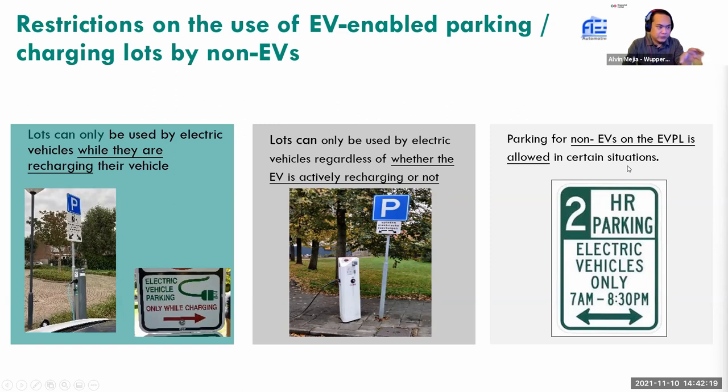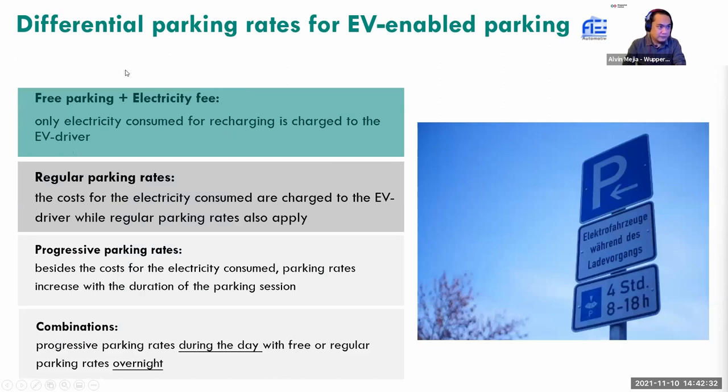Or parking for non-EVs on the EV-enabled parking lot is allowed in certain situations. So kung walang gumagamit, or during certain times of the day, during kung libre siya, or baka pwedeng may maximum number of minutes or hours that the non-EVs can park there. Or it could be in terms of differential parking rates that are going to be allowed, no? So pwedeng free parking plus magbabayad ng electricity fee yung magpa-park at mag-charge dun. Or it could be in terms of regular parking rates or progressive parking rates. So for example, aside from the cost of electricity that's being consumed, the parking rates can increase during the duration of the parking session. Or it could be a combination.